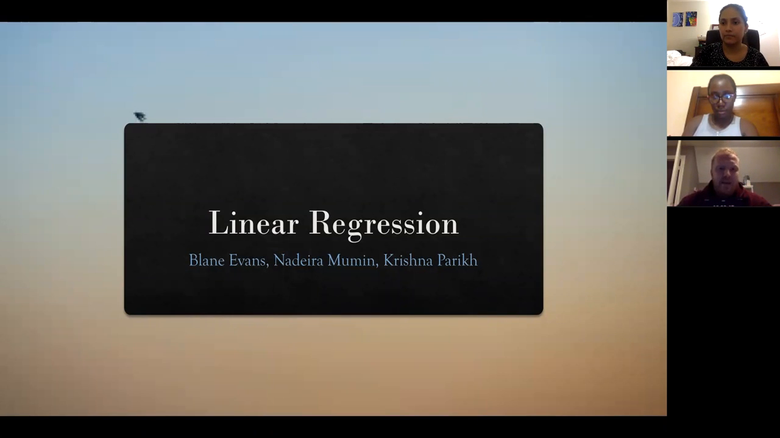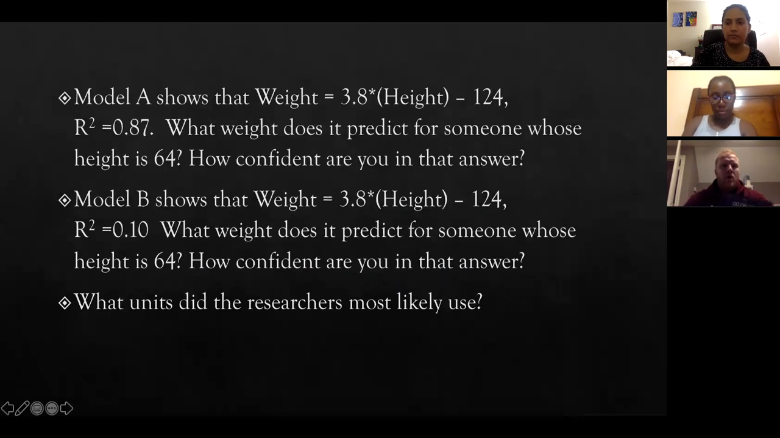All right, this assignment's for linear regression. Model A shows that the weight is equal to 3.8 times the height minus 124. R squared is 0.87. What does it predict for someone whose height is 64? How confident are you in that answer?